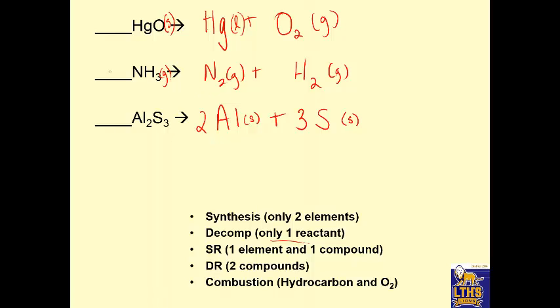In this one, we need 2 N's, and now we need 6 H's. In this one, we need 2 HgO and 2 mercury. So, step 1, write down the correct product. Step 2, balance the equation.